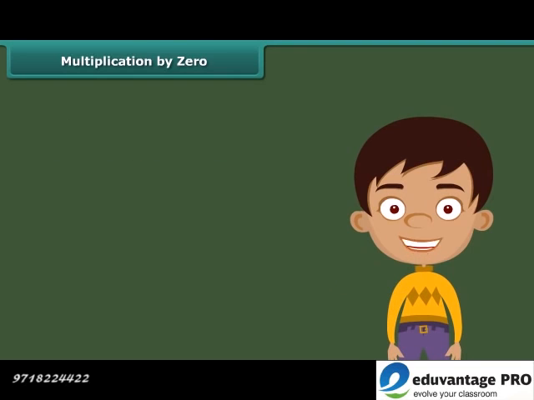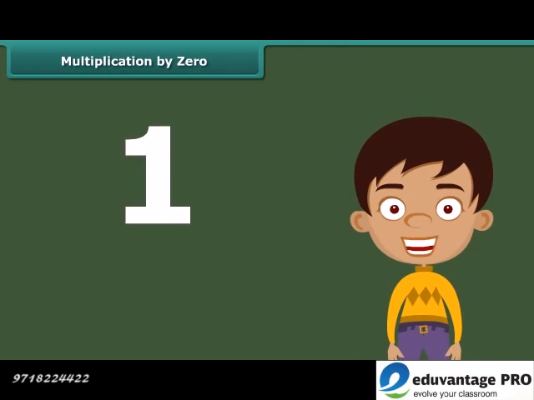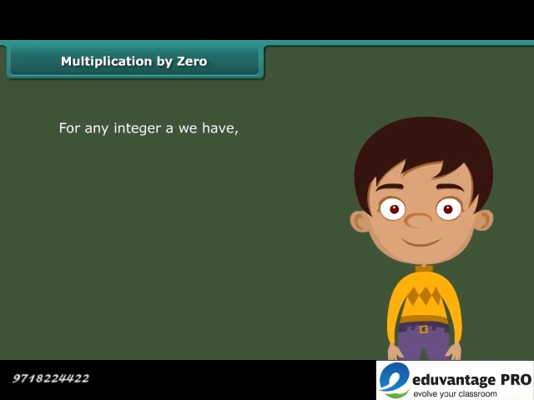When we multiply 1 with any integer, we get the same integer. For example, -3 × 1 is equal to -3. 1 × 5 is equal to 5. That means 1 is the multiplicative identity for integers. In general, for any integer a, we have a × 1 is equal to 1 × a, which equals a.